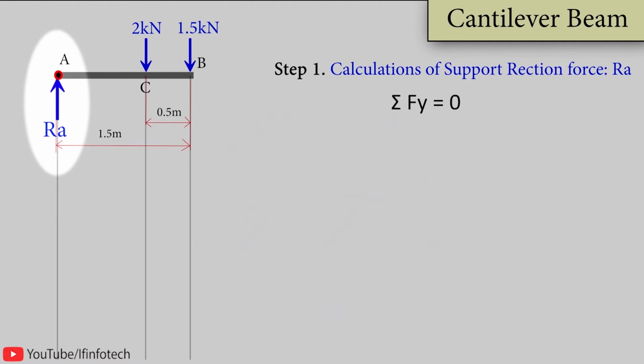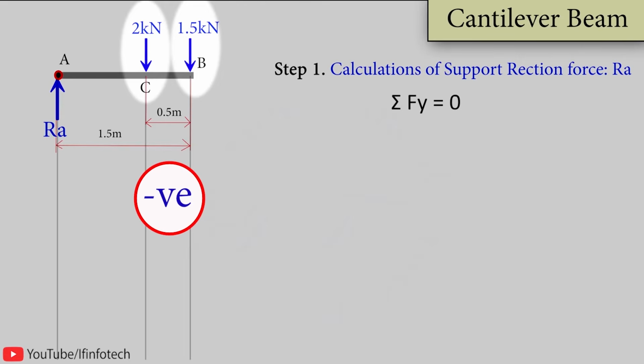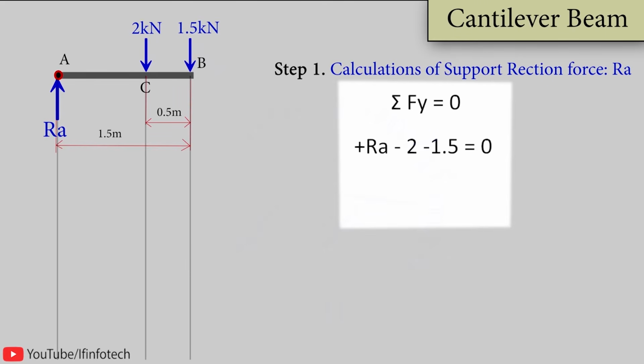Now here if you see, RA reaction force is acting upward, so it is positive, and there is 2 kN and 1.5 kN load which are acting downward will be treated as negative. So I can write this as plus RA minus 2 minus 1.5 is equal to 0. Therefore RA is equal to 3.5 kN. So here we complete first step, that is calculation of support reactions.